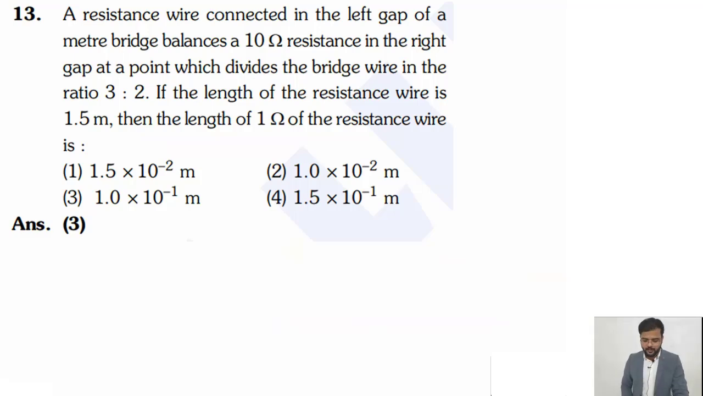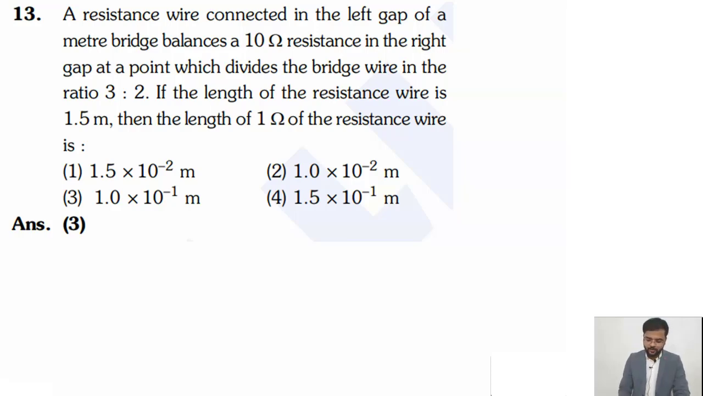Question number 13. What is question number 13? A resistance wire connected in the left gap of a meter bridge balances a 10 ohm resistance in the right gap at a point which divides the bridge wire in a ratio of 3:2. If the length of the resistance wire is 1.5 meter, then the length of 1 ohm of the resistance wire is here.